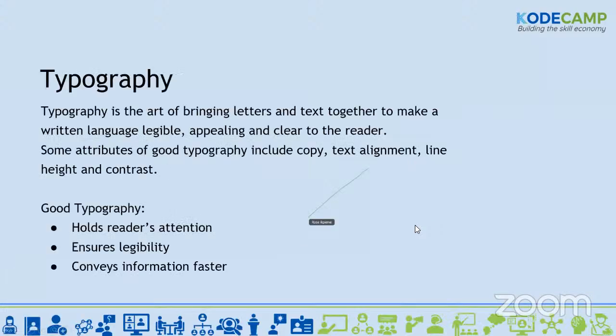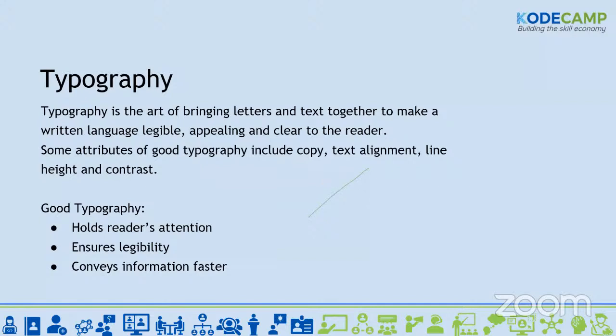So what is typography? This is the act of bringing letters and text together to make a written language legible, appealing, and clear to the reader. This is just like a reminder. Some attributes of good typography include copy, text alignment, line height, and contrast. Okay, so we have good typography.